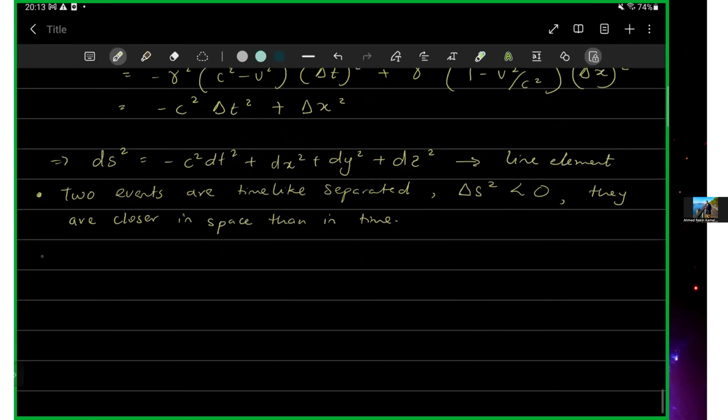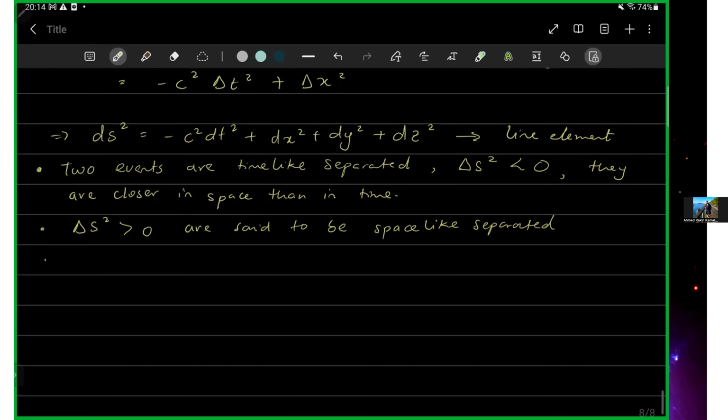Okay. In contrast, if we have events that have delta s squared to be positive, they are said to be space-like separated. Okay. And finally, if we have delta s squared to be equal to 0, we call them light-like separated.